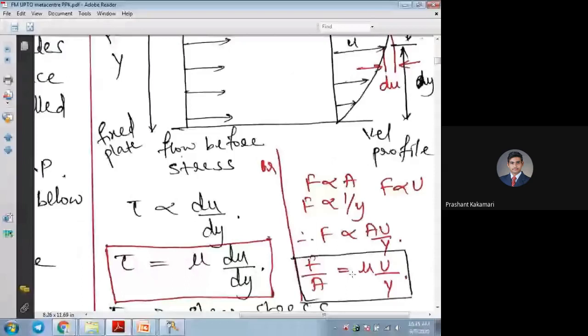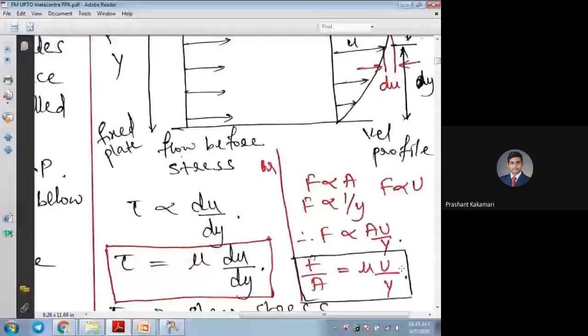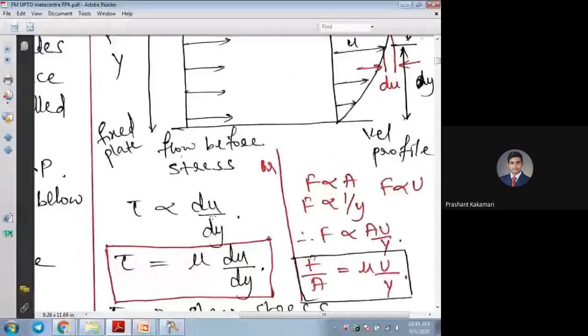And if I combine all these proportionalities, I can write it as F equal to mu into AU by Y, or F by A equal to mu into U by Y. The entire thing is the shear stress in the tangential direction, what is applied by the force per unit area. So that is also proportional to velocity gradient. And to overcome this proportionality, we are applying a constant, the dynamic viscosity or the coefficient of viscosity. So by this equation, one can find out the viscosity value.